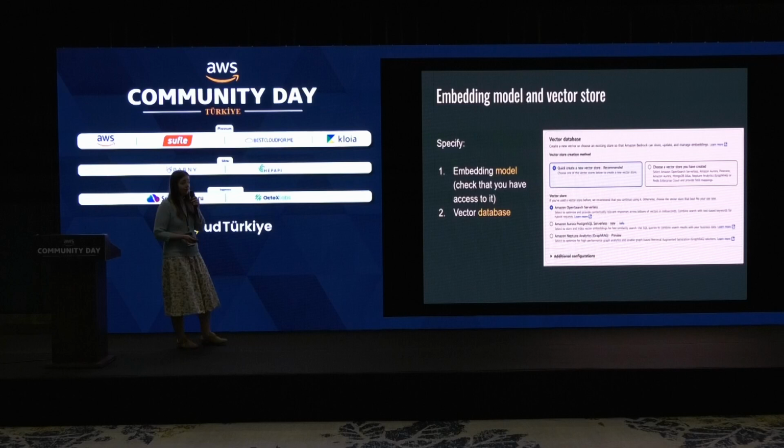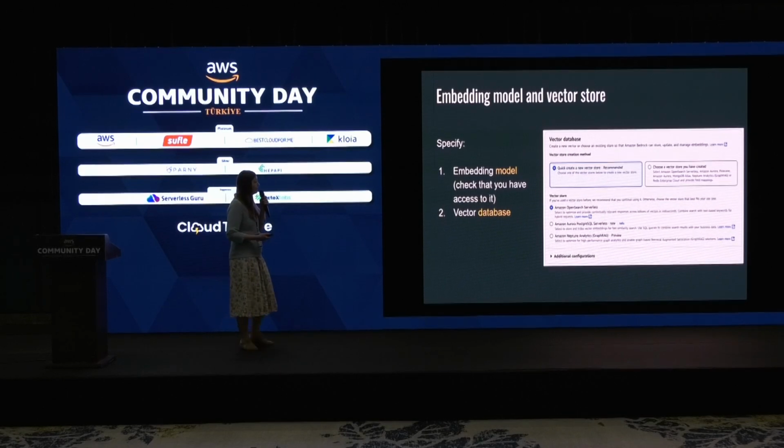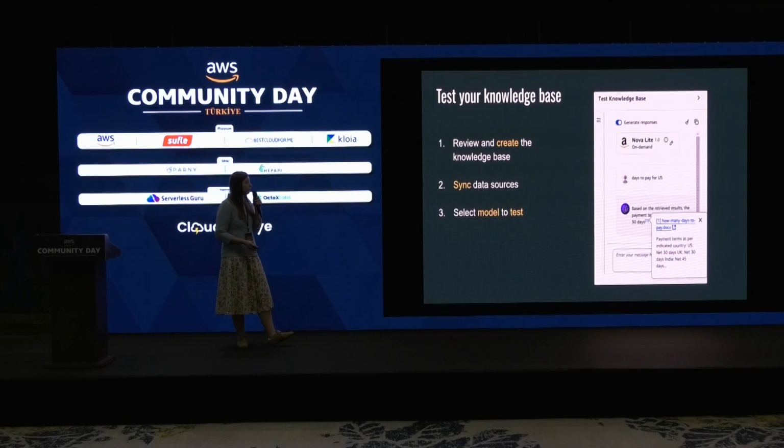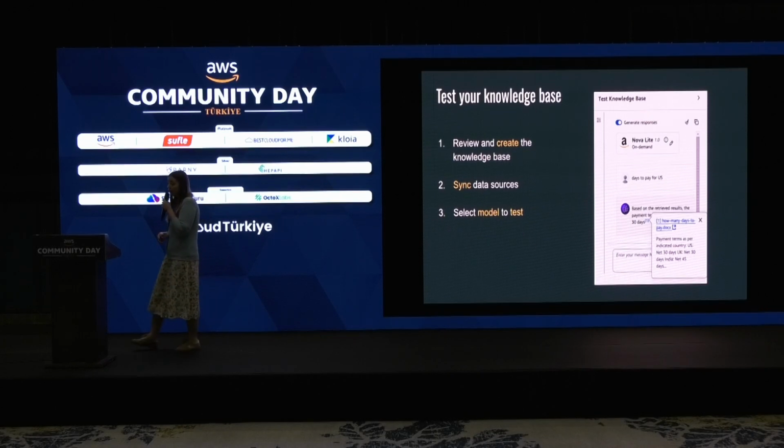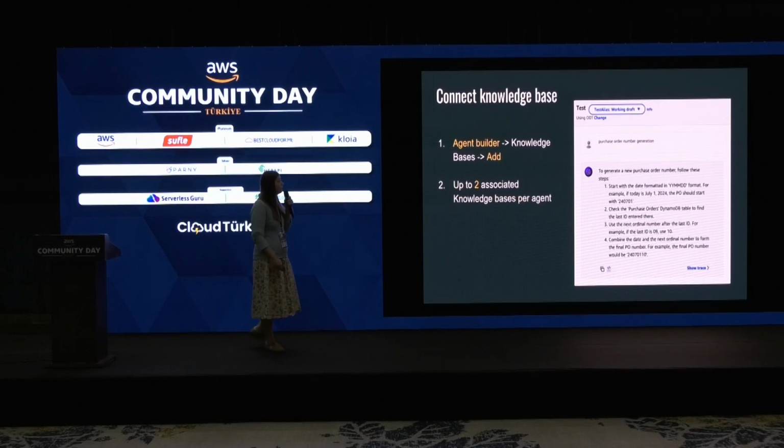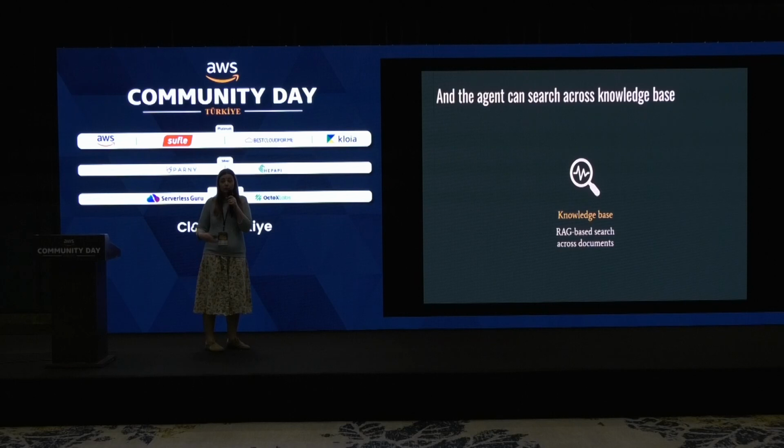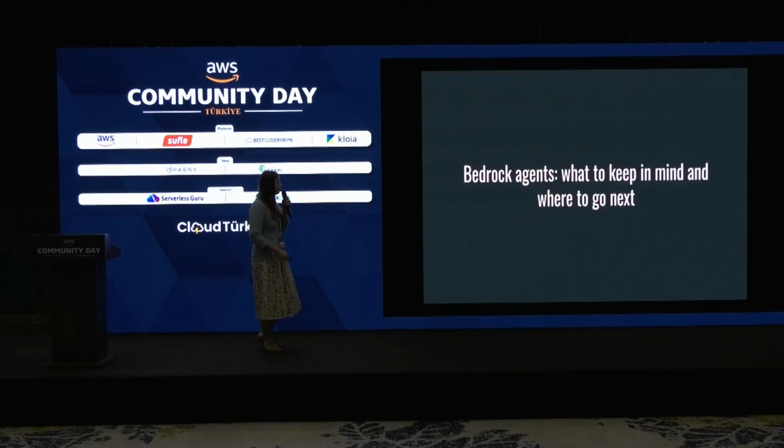Here you need to check that you have access to it, because it won't let you know if you don't. And also specify the vector database, in our case OpenSearch Serverless. Then you review and create. Don't forget to sync your data sources to have access to them, and then select a model to test, and you can always track what kind of documents are retrieved. And then you go back to your agent, to agent builder, to knowledge bases, and you add a knowledge base, and you can have up to 2 associated knowledge bases per agent. And this gives you the ability to have a RAG-based search.